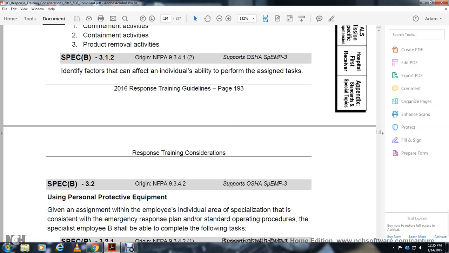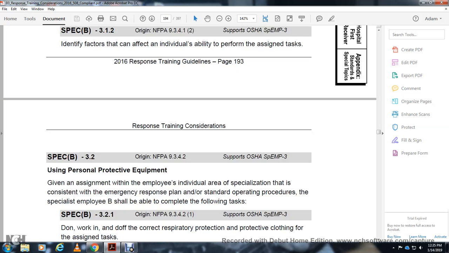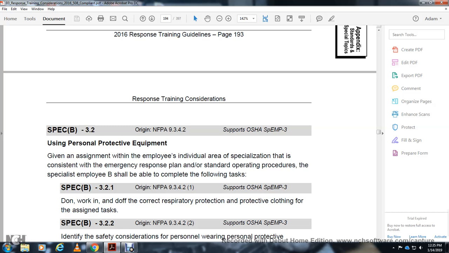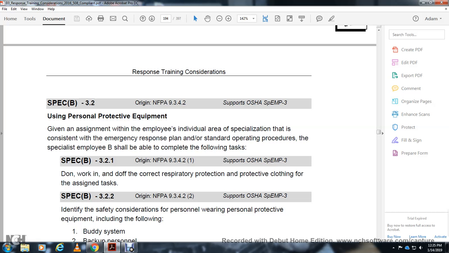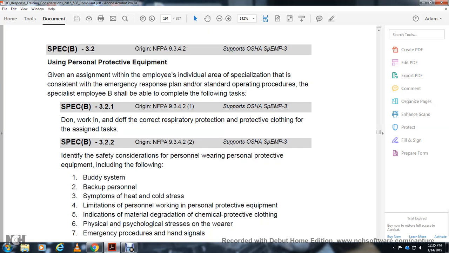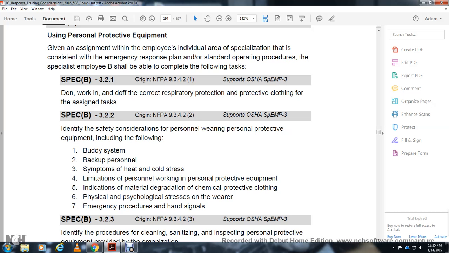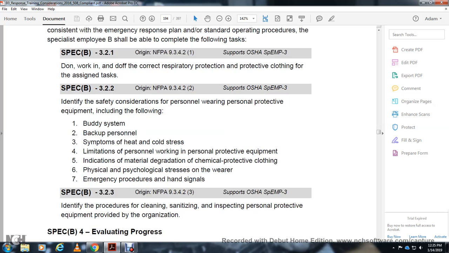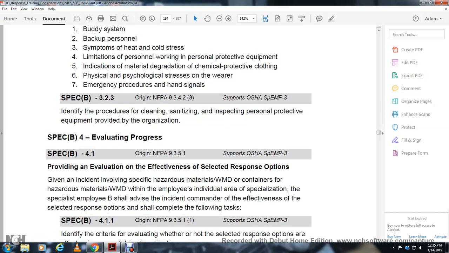Emergency response plan standard operating procedure: the specialist employee shall be able to complete the following and do the work, using the correct respiratory protection and protective clothing for assigned tasks, and provide safety considerations for personnel wearing personal protective equipment, including the buddy system, backup personnel, heat and cold stress, limitations of personal protective equipment, indications of material degradation of chemical protective equipment, the physical and psychological stress, emergency procedures, handling signals, and the procedures for cleaning, sanitizing, and inspecting personal protective equipment provided by the organization.